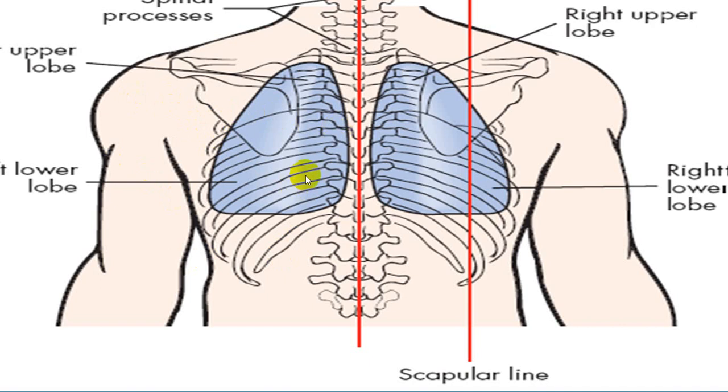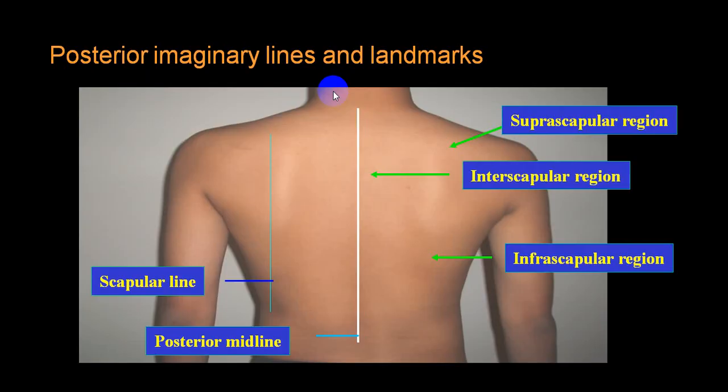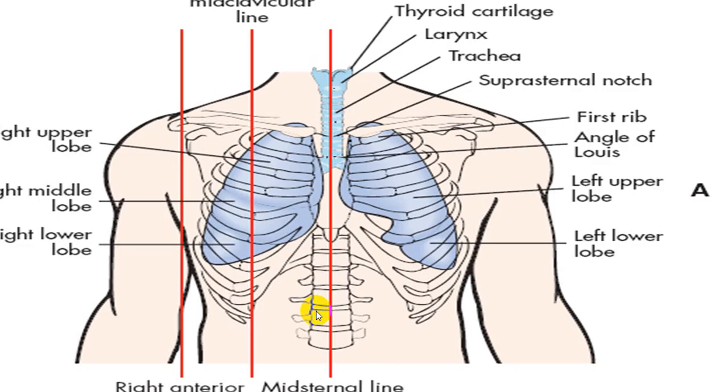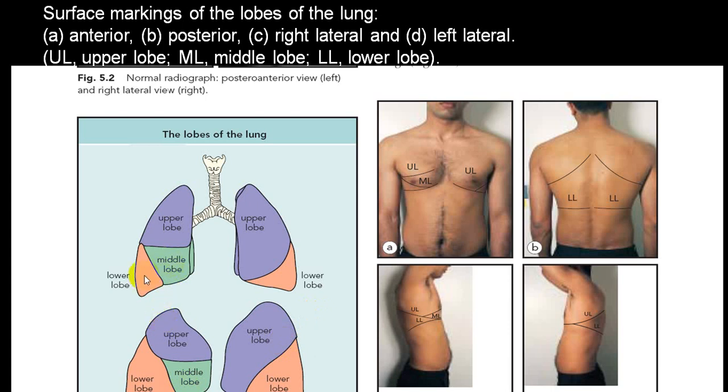Now roughly, if we take the portion above the nipple, this will be the upper lobe. Below the nipple, this will be the lower lobe portion, and on the right side the lower lobe will be divided into, as we have shown you here, middle lobe and lower lobe, while on the left side the upper lobe is very big, almost like upper and middle lobe combined together, and the lower lobe will be lateral.